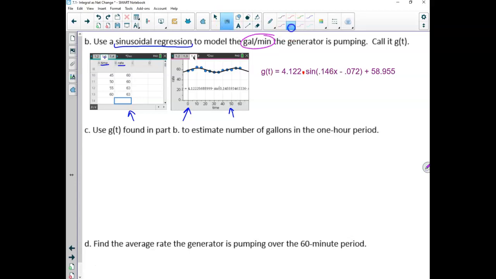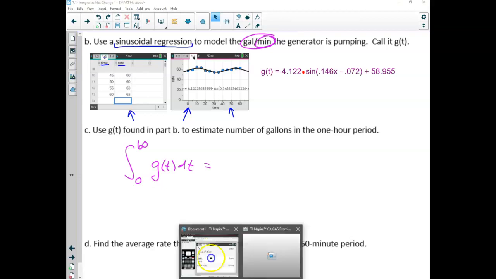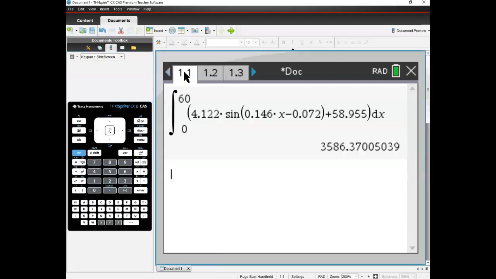So if we're going to use G of T found in Part B to estimate the number of gallons in a 1 hour period, we would simply take the integral from 0 to 60, because this is in minutes, okay? Because we're in minutes, my limits should be in minutes here, of G of T dt. And I type that into my calculator, which I did already. There's my sinusoidal function.